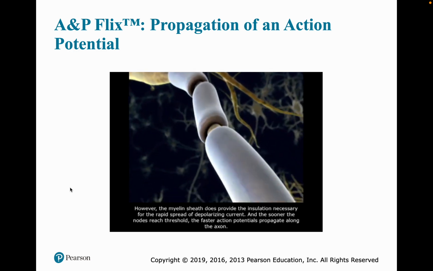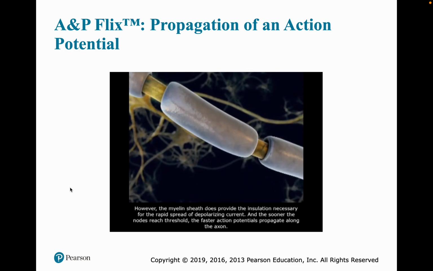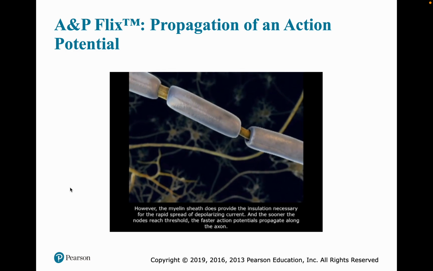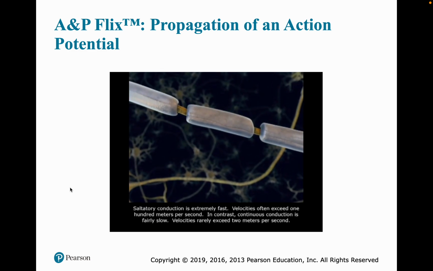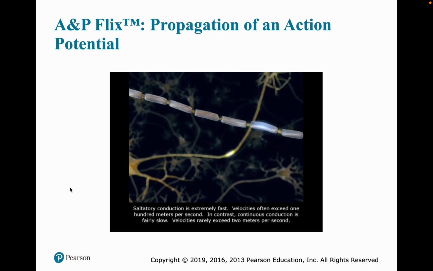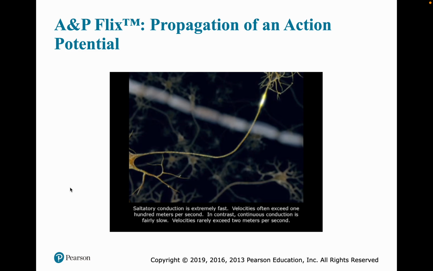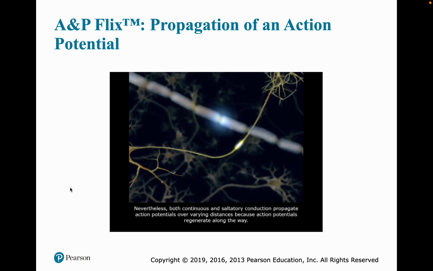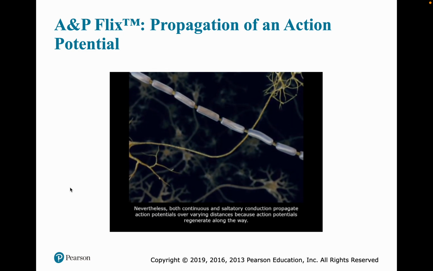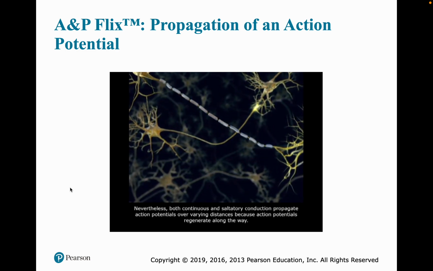However, the myelin sheath does provide the insulation necessary for the rapid spread of depolarizing current. And the sooner the nodes reach threshold, the faster action potentials propagate along the axon. Saltatory conduction is extremely fast. Velocities often exceed 100 meters per second. In contrast, continuous conduction is fairly slow. Velocities rarely exceed 2 meters per second. Nevertheless, both continuous and saltatory conduction propagate action potentials over varying distances because action potentials regenerate along the way.